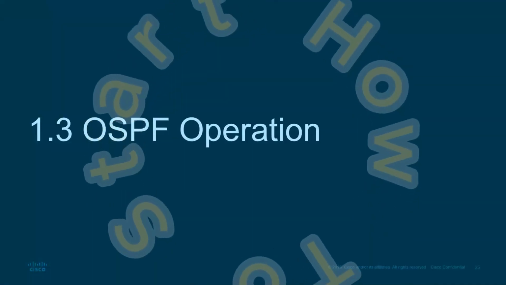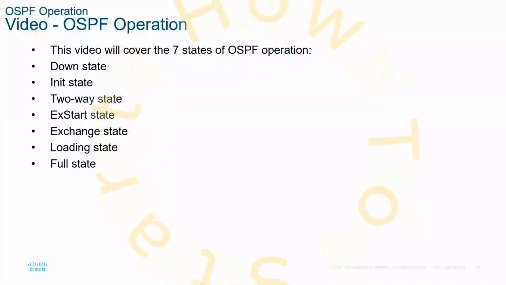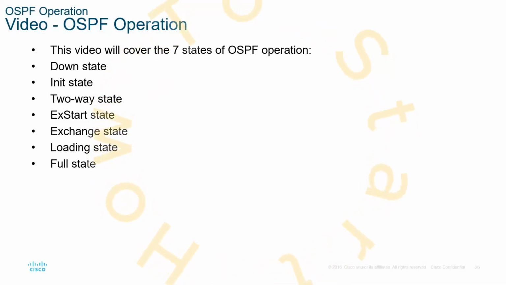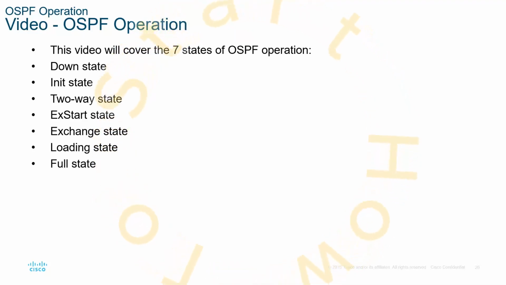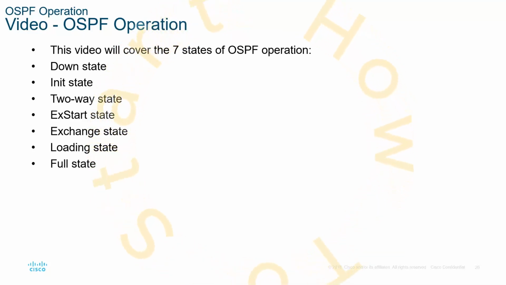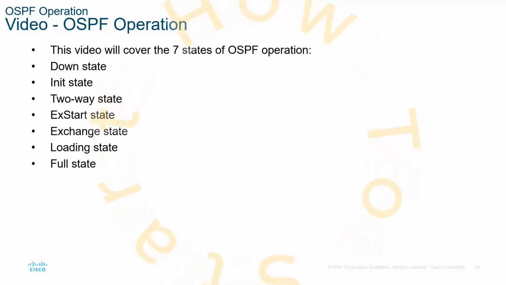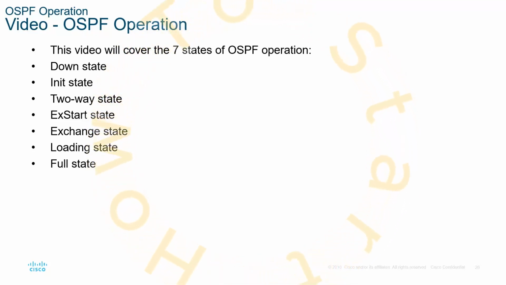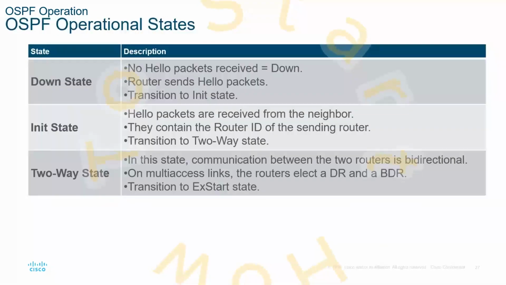OSPF operations. We have 7 states of OSPF. There actually is no video for this. I don't know why it says video. So there are 7 main states: the down state, the initiate state, the two-way, the ExStart, the exchange, loading, and full state.